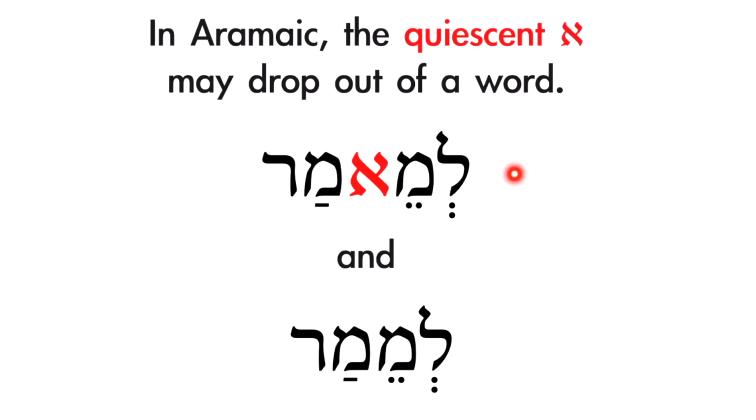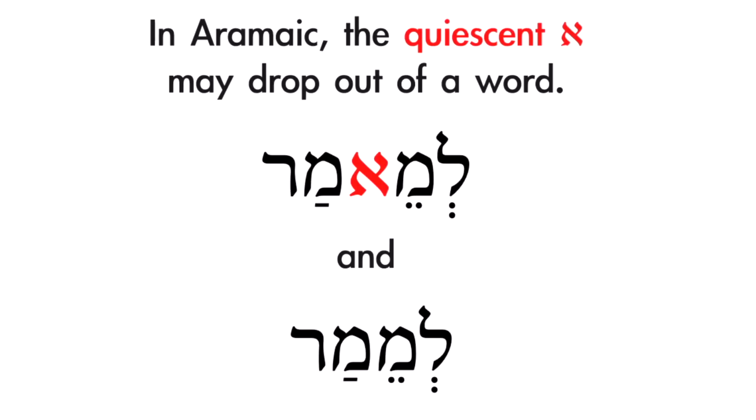In fact, you can see unusually that there is no vowel symbol underneath it. One of the ways in which you can identify a quiescent aleph is you see an aleph without any vowel representation below it. That's the way you know it's quiescent or silent. Now look at your screen again with me and you'll notice this.